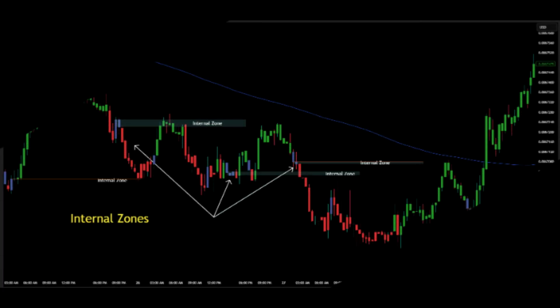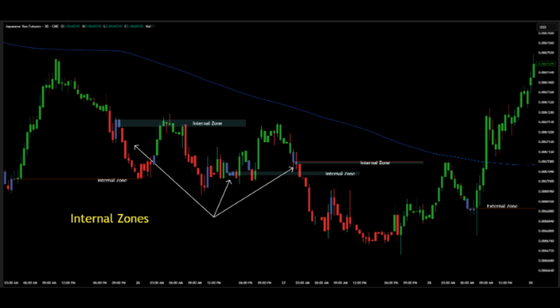Internal zones. Now this is where things get spicy. The internal zone is where the market consolidates, where the most activity happens. It's the highest and lowest closing price within the range. That's your real squeeze zone. And hidden inside here, that's where we find the order blocks.